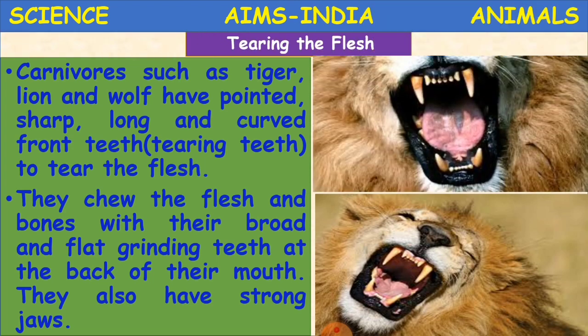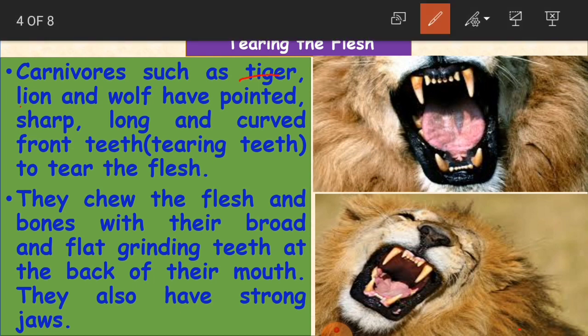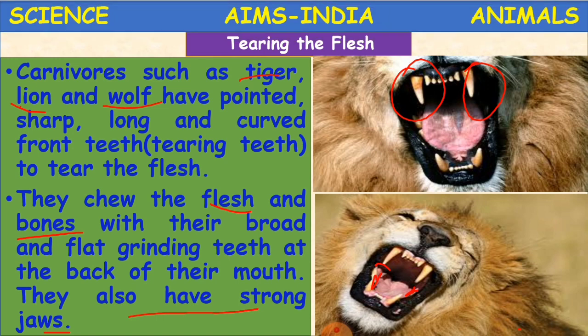And if you see here, children, this is about carnivores. How do carnivores eat and what do they eat? They eat animal flesh, and they tear the flesh. For example, the tiger, lion and wolf have pointed, sharp, long, curved front teeth to tear the flesh. And how do they chew? They chew the flesh and bones with their broad and flat grinding teeth at the back of their mouth. See here, inside the mouth, at the back of the mouth. They also have strong jaws. So this is how carnivores eat.